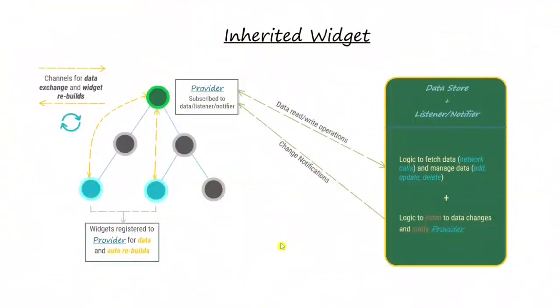Here is an overview of the InheritedWidget. We have the widget tree on the left-hand side and the extracted out logic on the right-hand side. The logic here can handle the data store through network API calls, say to the NewsAPI endpoint, and also manage the local data through add, update, and delete operations. It also has the listener notifier component, where the listener looks out for changes in the data and accordingly notifies the provider of those changes.